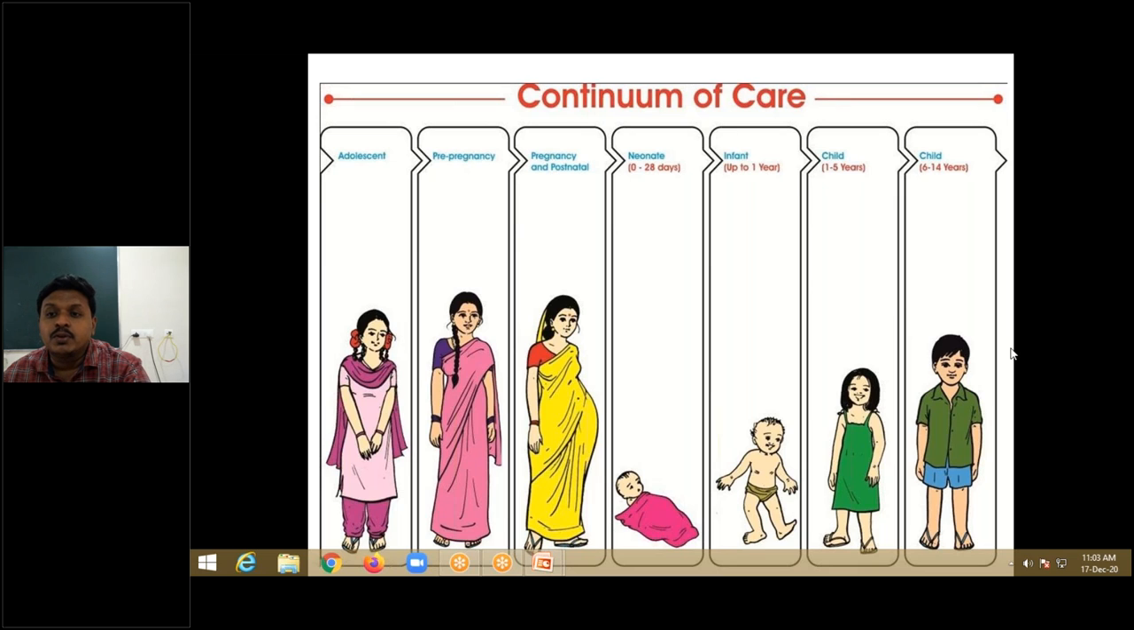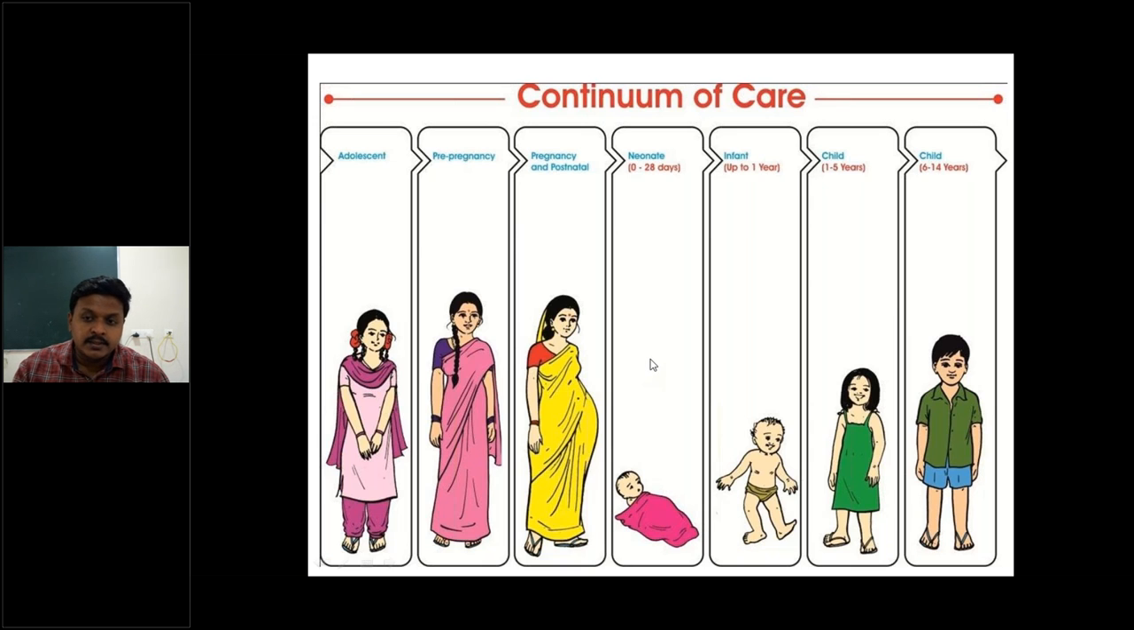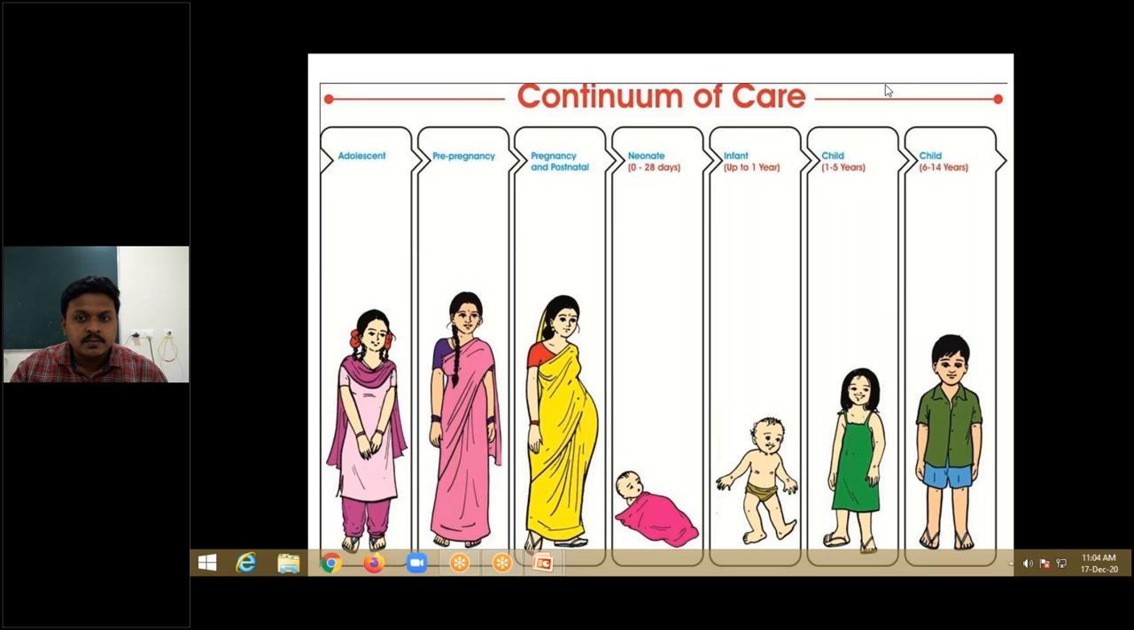Roll number 54. Women and child health care. Yeah, Jyoti Prakash, women and child health care, but can you explain it stage wise? From adolescent to pre-pregnancy stage, and then pregnancy, taking care, then after the baby is born, infant, child, and then till 14 years. And then once it comes to adolescent, once again taking care, like continuum of care. There is a continuous care from being adolescent to getting a child.